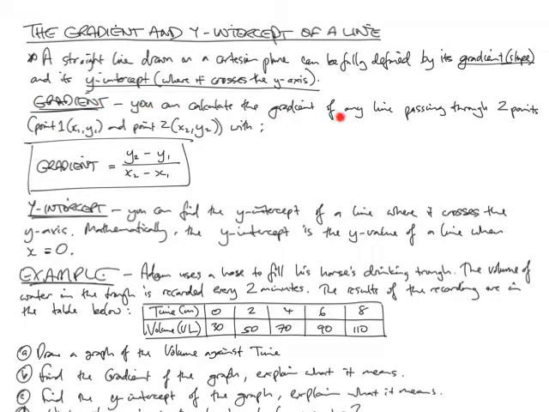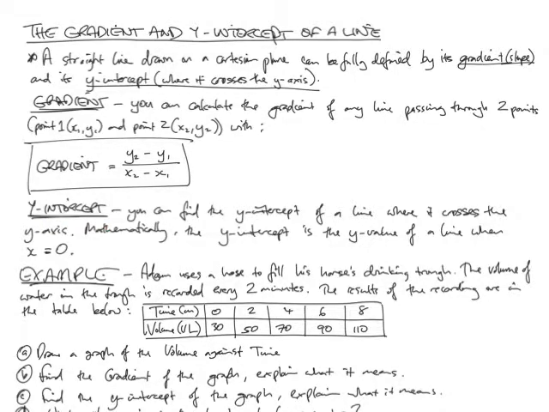You can always calculate the gradient of any line passing through 2 points, the first point being x1, y1, and the second point being x2, y2. So these are the coordinates of those points. You can find the gradient using this formula. The gradient is the y value of the second point, take away the y value of the first point, all divided by the x value of the second point minus the x value of the first point. You'll get an example of that later.